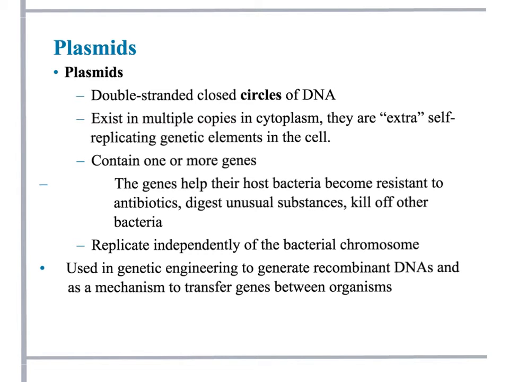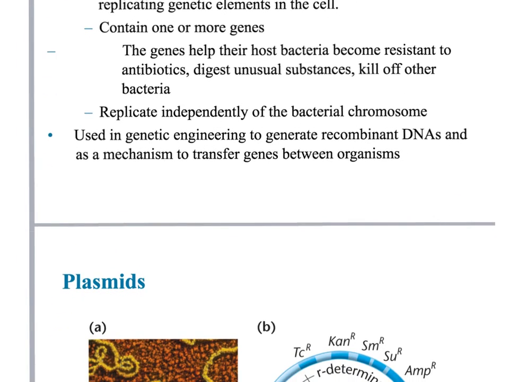The plasmids replicate independently of the bacterial chromosomes, and plasmids, like their E. coli counterpart, they're also used in genetic engineering and to generate recombinant DNAs. So you're recombining DNAs here by using a plasmid. And the plasmids are also used as a mechanism of transferring genes between organisms as well.